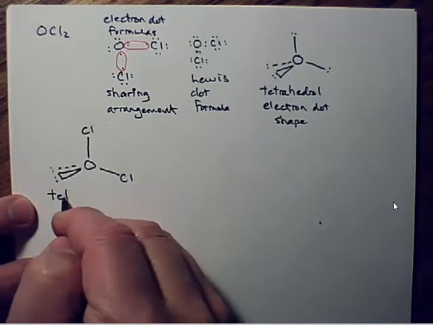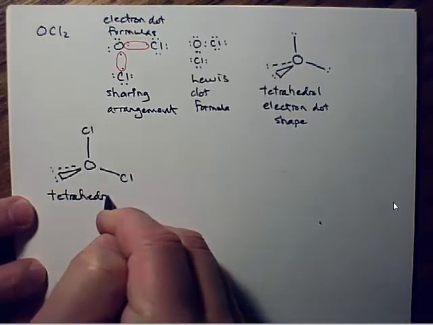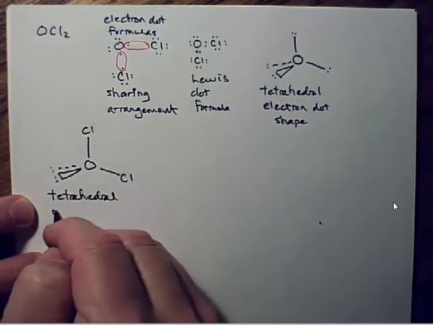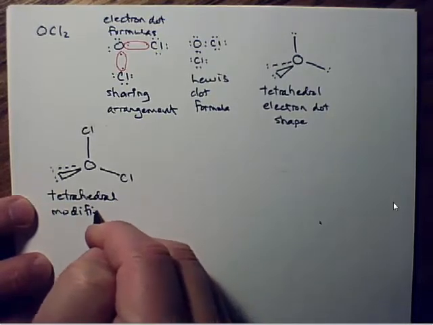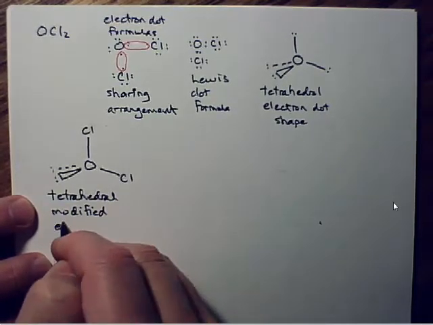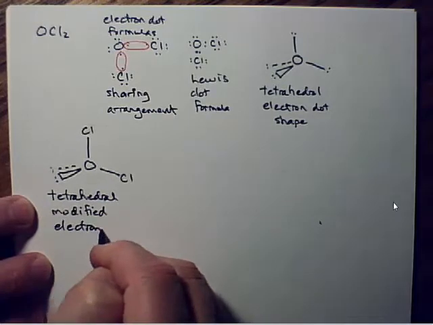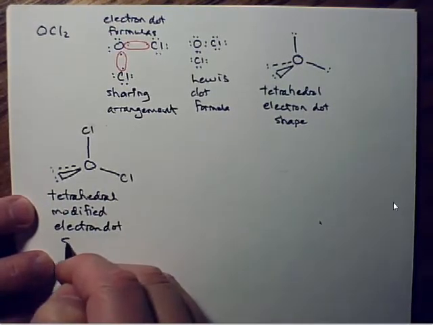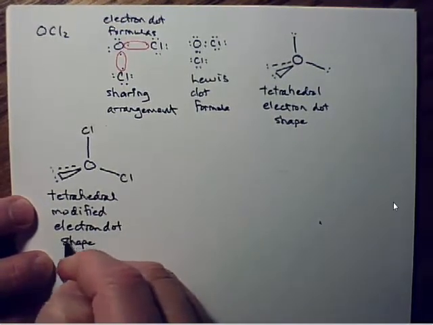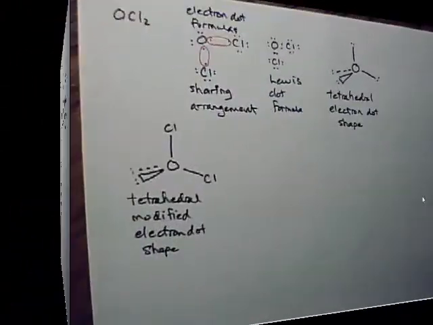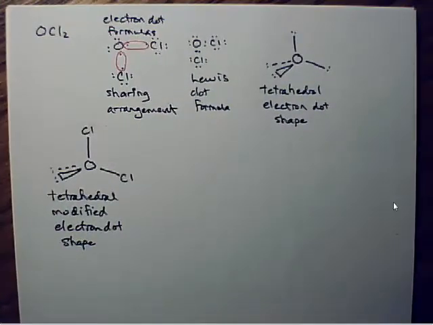This is still tetrahedral. And I'm going to call this a modified electron dot shape or formula. Okay? And when you get to college, there are going to be some shapes you'll learn where it does matter where you put them. But for tetrahedrals, it doesn't matter. Okay? I'm trying to remember if it matters any time in here. I don't know if we're going to get that far with molecular shapes in here or not.